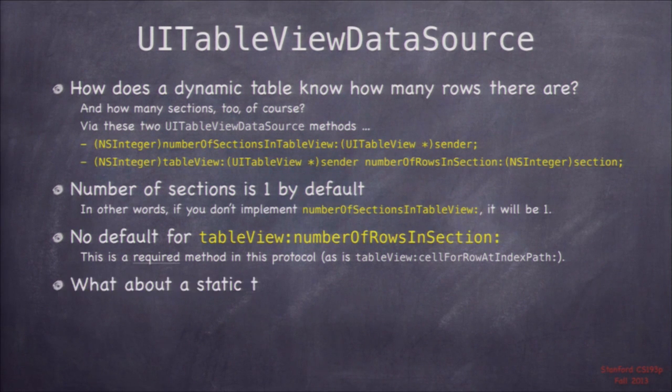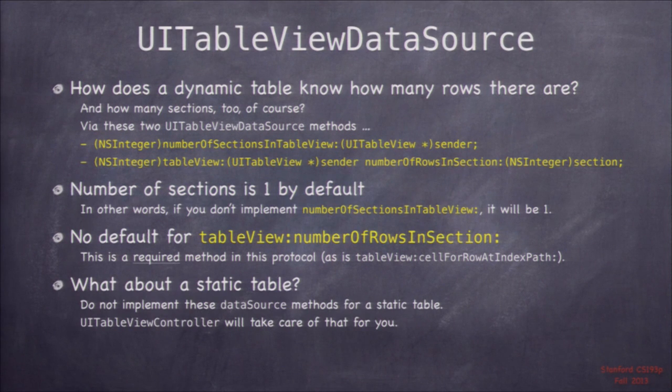Okay? What about a static table? You don't have to do any of this for a static table. You don't have to do cellForRowAt indexPath. You don't have to do numberOfSections of the table. You don't have to do numberOfRowsInSection. It's all just taken care of for you by UITableViewController. So static, just edit in storyboard how you want it. Don't worry about any of this stuff for that. Okay?